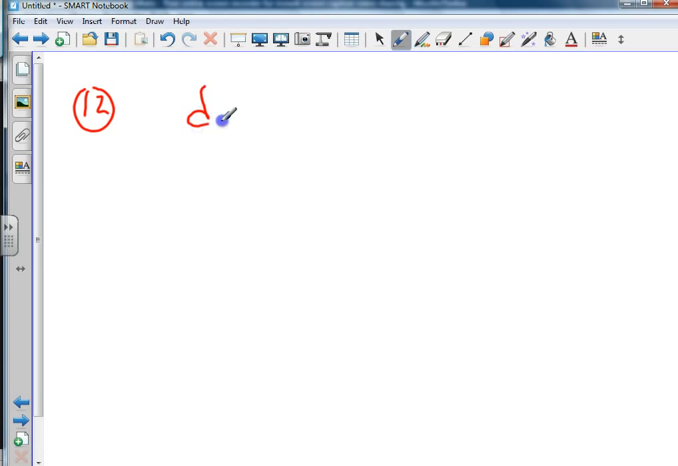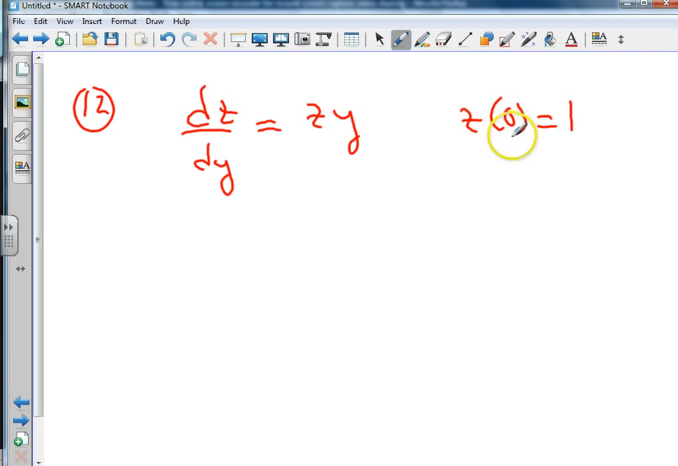All right, dz dy is z times y. And z is 1 when y is 0, or z of 0 is 1. We're trying to find z as a function of y. When y is 0, z is 1, right? How do you separate this? You're going to write dz over z equals y dy.